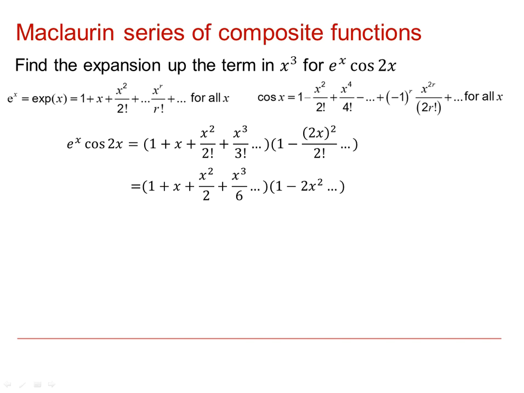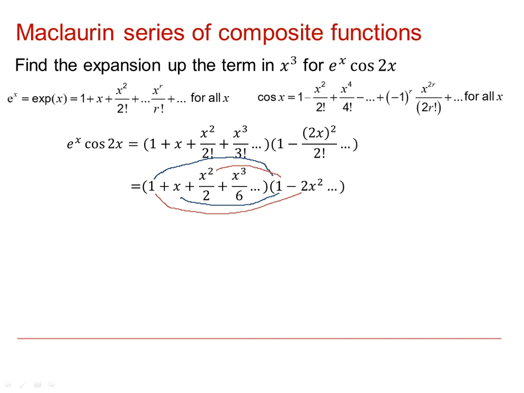So when it comes to the multiplying out, then we don't need to do everything. So certainly to get the number term we can multiply the 1 by the 1, and to get the x term we can multiply x by 1. To get the x squared term, we've got x squared multiplied by 1 and then the minus 2x squared multiplied by 1 there.